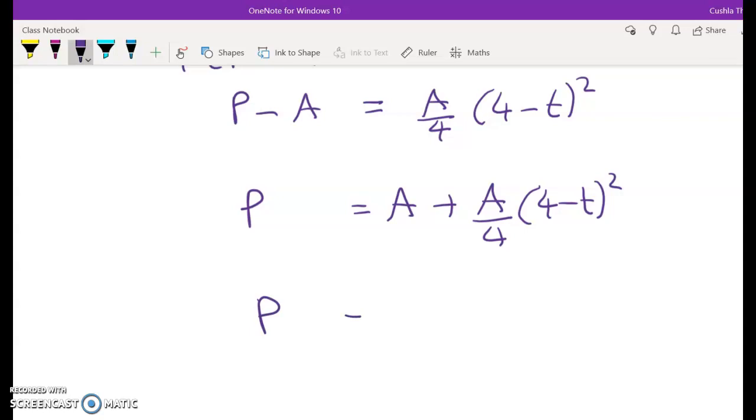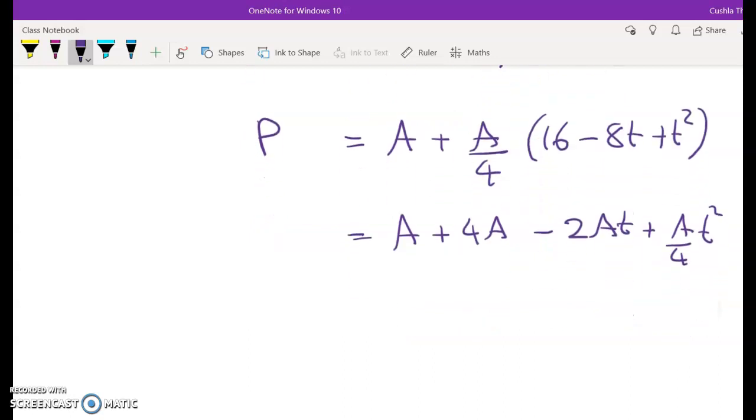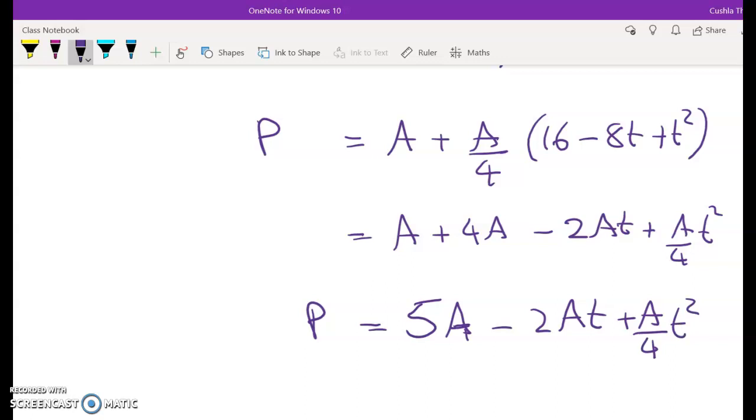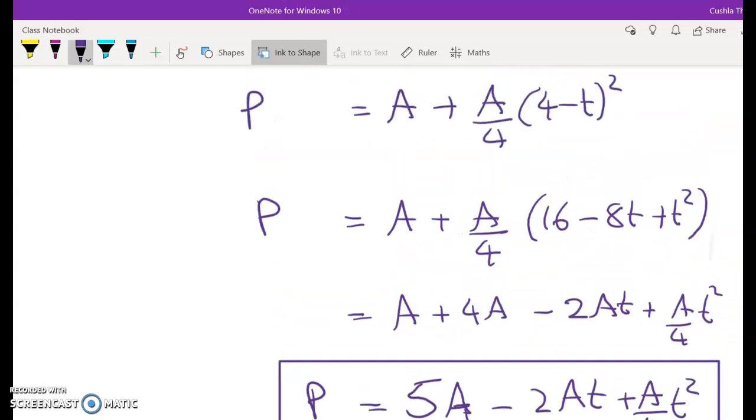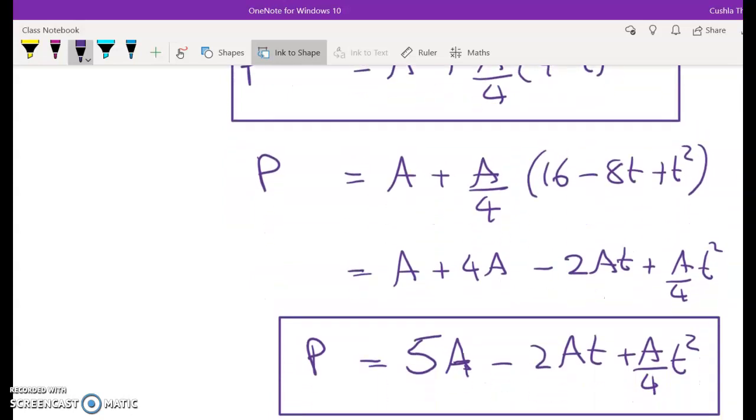Now you probably could leave it as that, but it's nicer, I think, to expand out all of it and then clean it up. So we've got A over 4 times 16 minus 8t plus t squared. A plus 4a minus 2at plus a over 4 t squared. Well, there's nothing very lovely about that, but we've got this final equation. So the pressure inside the container is equal to 5 times the pressure outside minus 2at plus this. Okay, so I think it was nice to have it like that, but also it would have been fine to leave it just like that, and that's how the schedule had it. Okay, so two different versions.